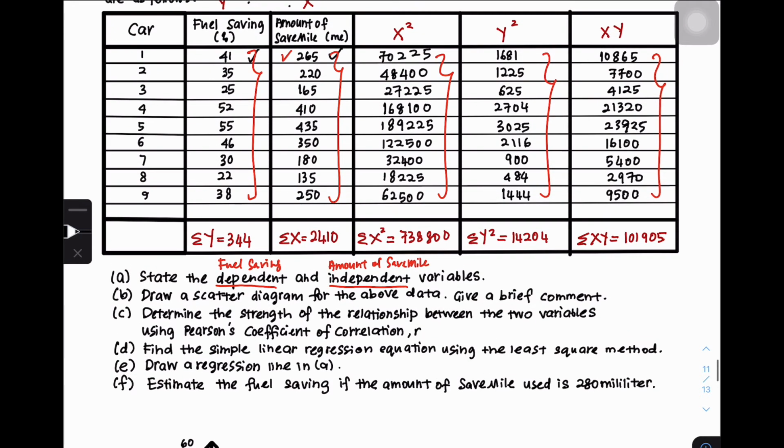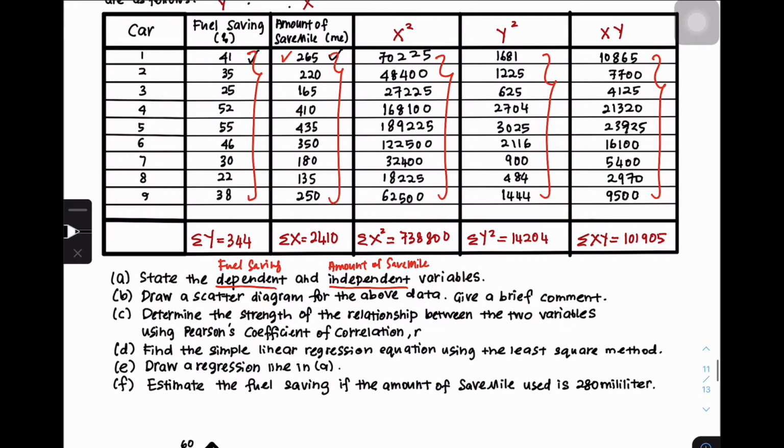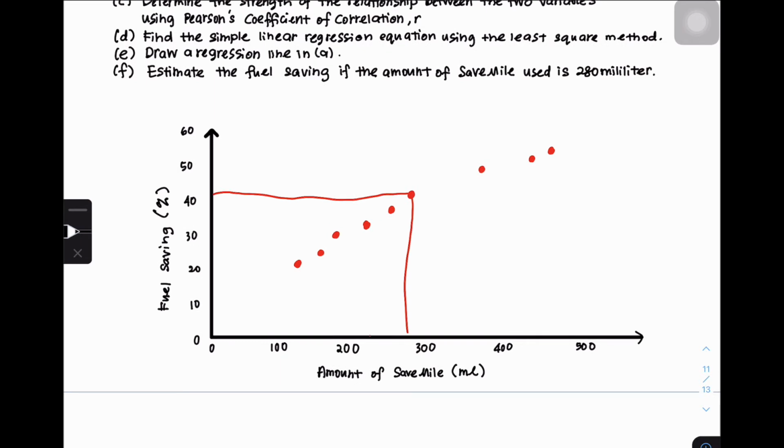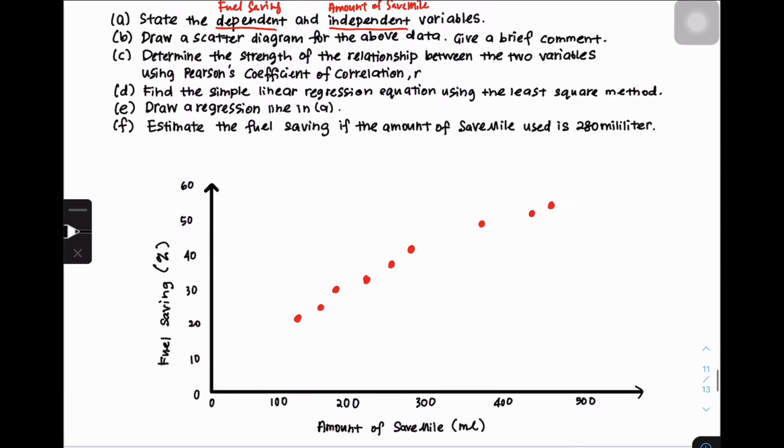Okay, lepas tu amount of Safe Mile 220, fuel saving 35. So 220 dekat sini, fuel saving 35. So point dia dekat situ. So awak boleh plot lah semua point. So this one is the scatter plot yang awak akan dapat selepas awak plot semua point yang ada dekat dalam data kita ni.